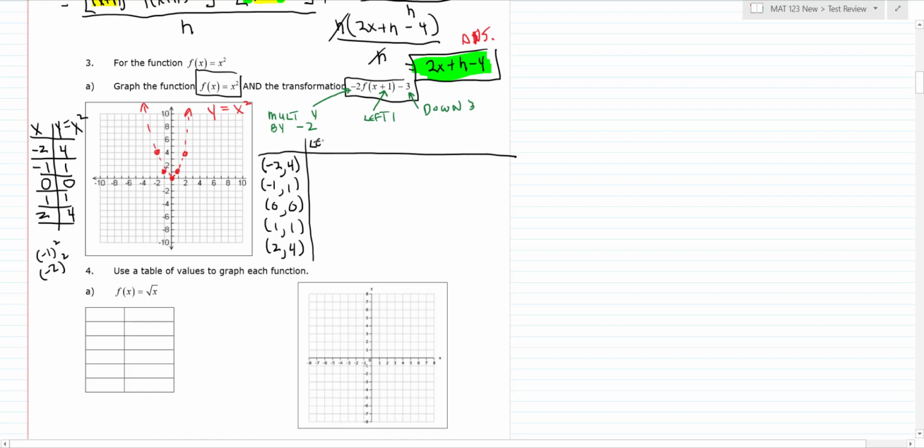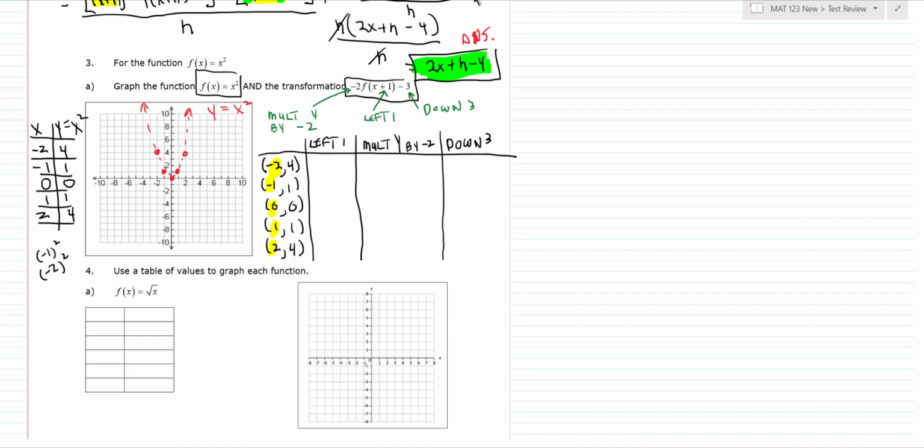So step 1 is to take all of these points and move them to the left 1. Then, in step 2, multiply y by -2. All of this you can do in your head. And then the last step is to go down 3. If I want to take everything left 1, that means all of these x values need to get smaller by 1. All of the y values will stay the same though. So as I write this next step, I'm just going to leave the y values alone. That's 4, 1, 0, 1, and 4. They stay the same.